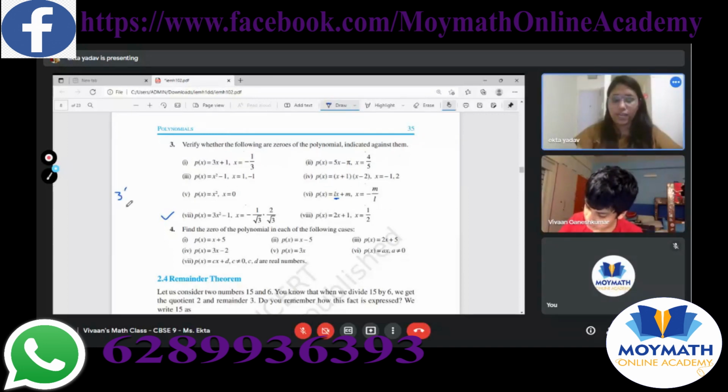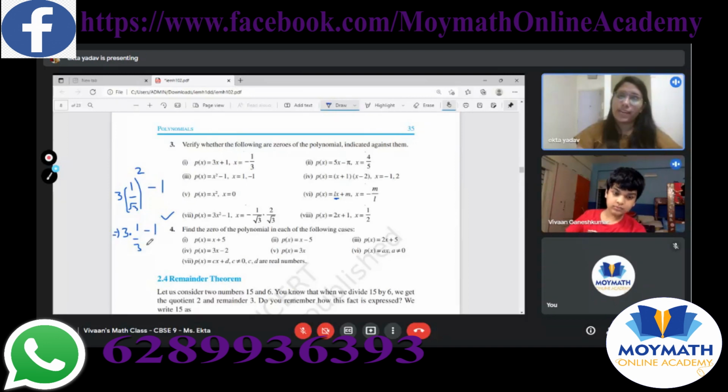It will be 3, 1 by under root 3 square minus 1. So what will be the square of 1 by under root 3, Siddhant? Ma'am, it will be 1 by 3, ma'am. 1 by 3, right? Minus 1. And 3 will be cancelled by 3. 1 minus 1 is 0. So minus 1 by root 3 is a 0 of this polynomial. Okay, now check 2 by under root 3.